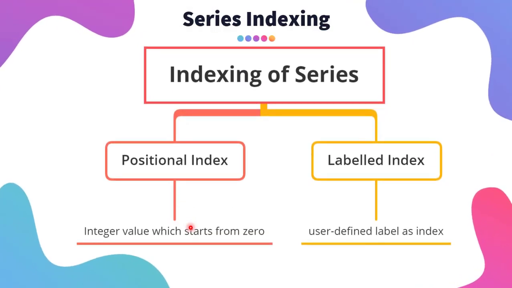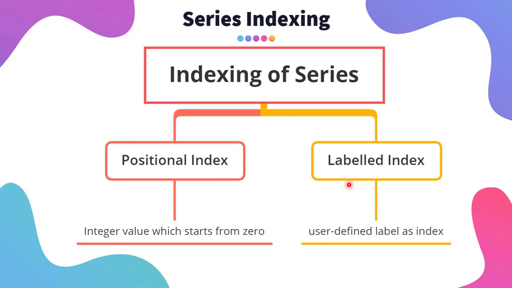So in Pandas series, we have two types of index. One is positional index and another is labeled index. Positional indexes are given by default. That simply means that whenever you create a series, it is automatically assigned to each value of the series, and they are integer values and they begin with 0. Labeled indexes are user defined. This means that you can give any name to the values of a series.